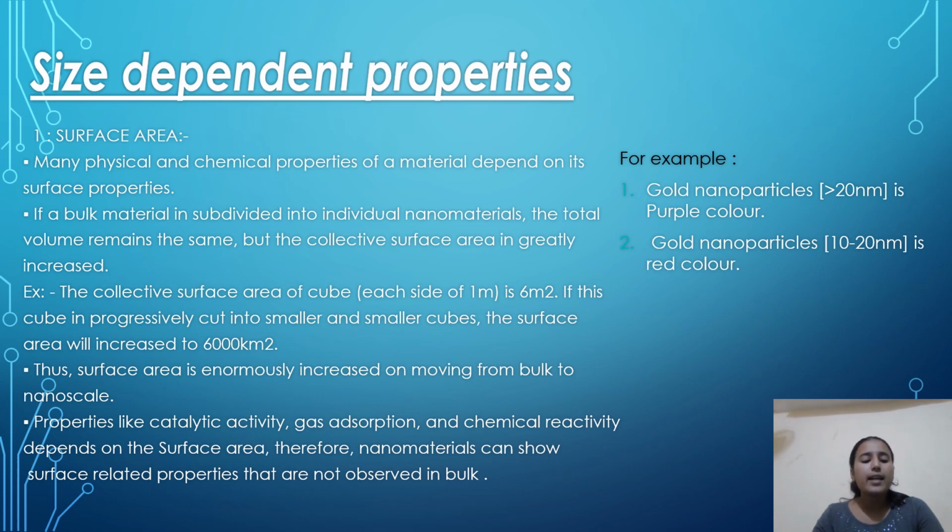Properties like catalytic activity, gas absorption and chemical reactivity depend on the surface area. Therefore, nanomaterials can show surface related properties that are not observed in bulk. For example, gold nanoparticles greater than 20 nanometers are purple in color. Gold nanoparticles of 10 to 20 nanometers are red in color.